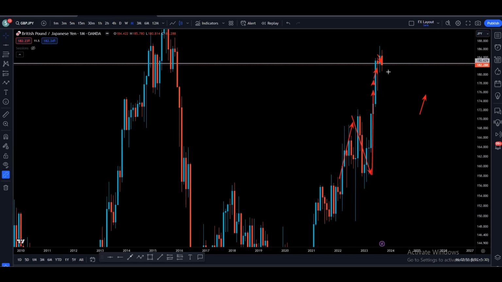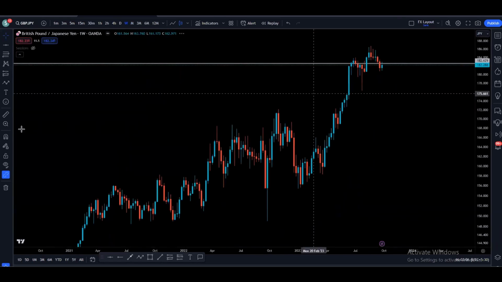So now there is a probability for the price to come down, to basically make a retracement, to find support, to go to the upside. So that is something on the monthly time frame on the GJ. Now let's see what is happening on the weekly time frame.